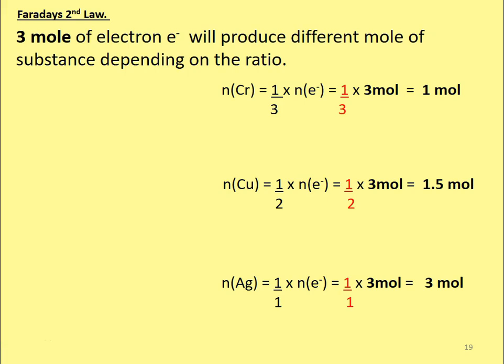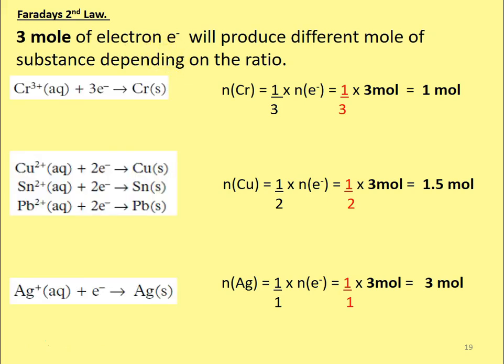Okay, so it's good to look at the same number of moles of electrons. How many moles of each of the metals would you form? If you put in 3, I've written the ratio this way around instead of number of moles of chromium to number of moles of electrons, so it's 1/3 of a mole. So if you had 3 moles of electrons, you'd get 1/3 of that as chromium. If you had 3 moles of electrons, you'd only get half of that as copper. With 3 moles of electrons, you'd get exactly the same.